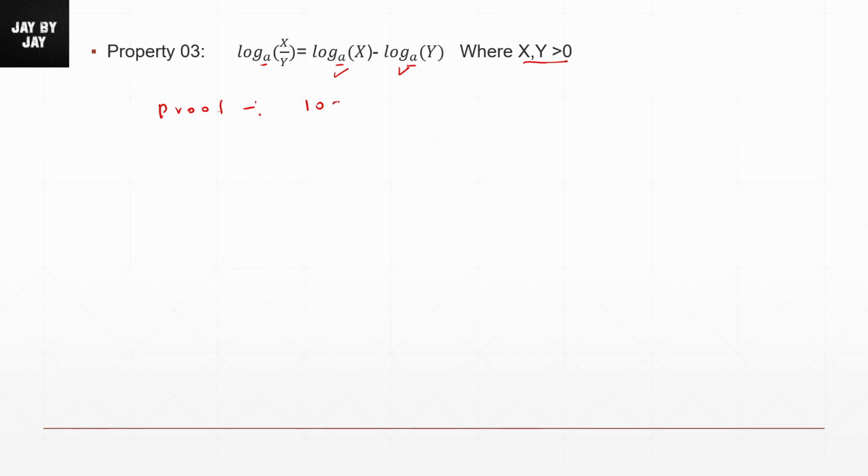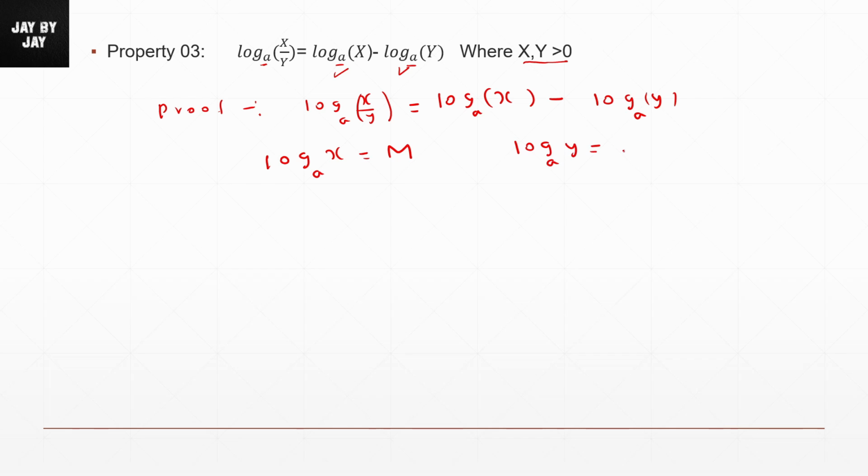First of all, let's write it down again: log base a of x divided by y equals log base a of x minus log base a of y. I am going to take log base a of x as capital M, and at the same time log base a of y as capital N. Now I am going to convert this logarithm into exponential form. How can we do that? We have previously learned that concept, so I am going to directly use it here.